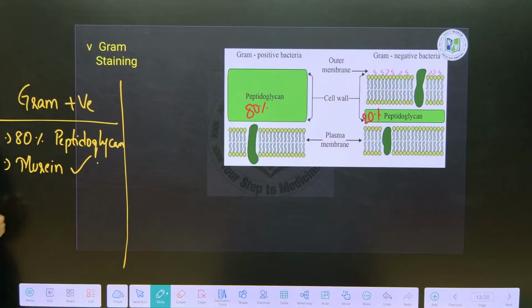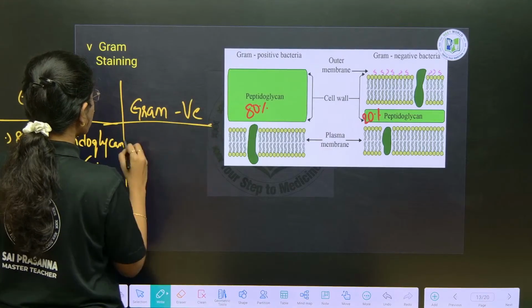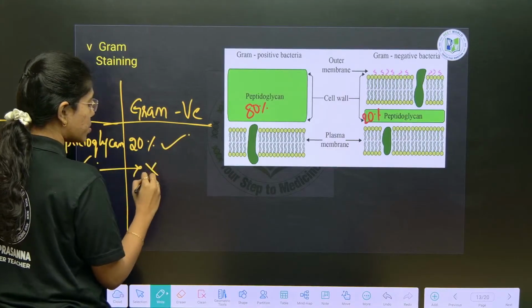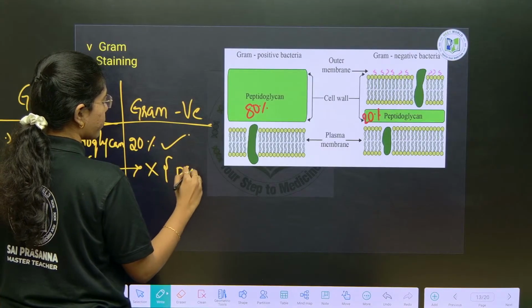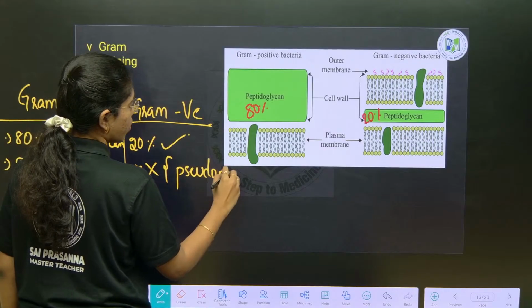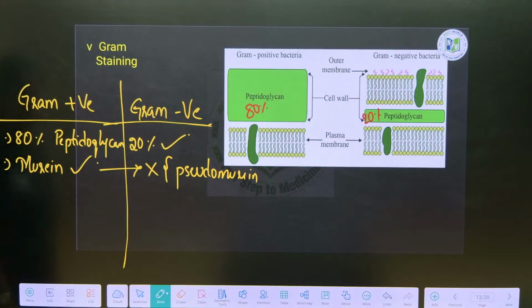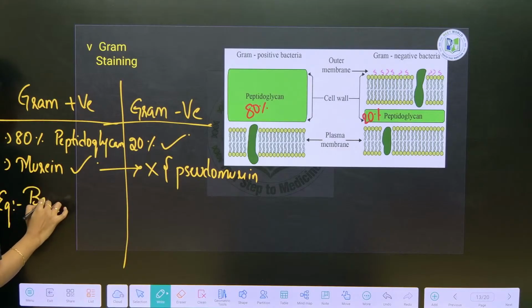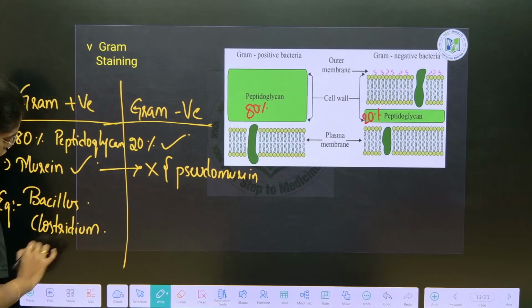Fine, right? And gram negative bacteria just has 20% of peptidoglycan, and murein is absent; rather it consists of pseudomurein. Here you can easily make out from the diagram gram positive and gram negative bacteria. If you have to take examples of gram positive, you can take Bacillus, Clostridium, Corynebacterium.